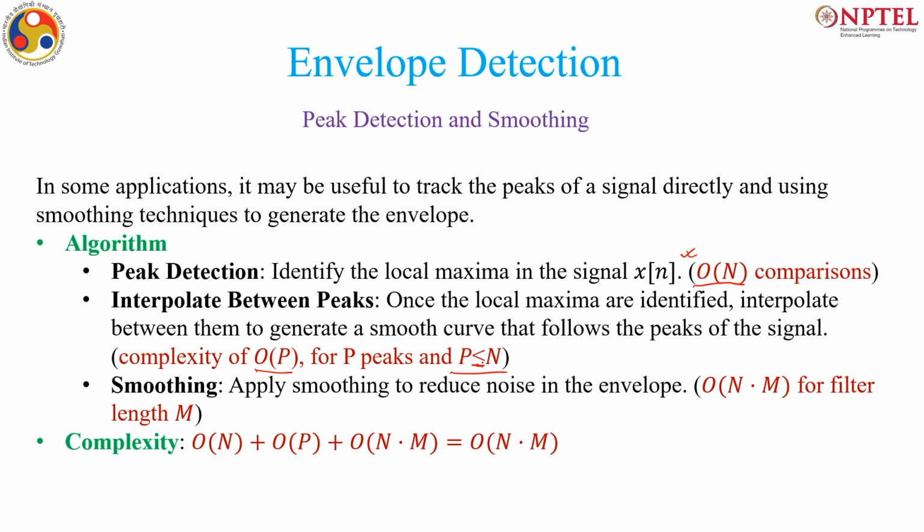The next step, or the last step, is the smoothing operation, and in this smoothing operation we will try to reduce some presence of noise in the envelope, and typically again if we consider smoothing using a convolution operation, this will be O of n dot m. Now, if we compare the complexities, this smoothing operation is the most time taking operation. So, the complexity of this algorithm will also be O of n dot m.